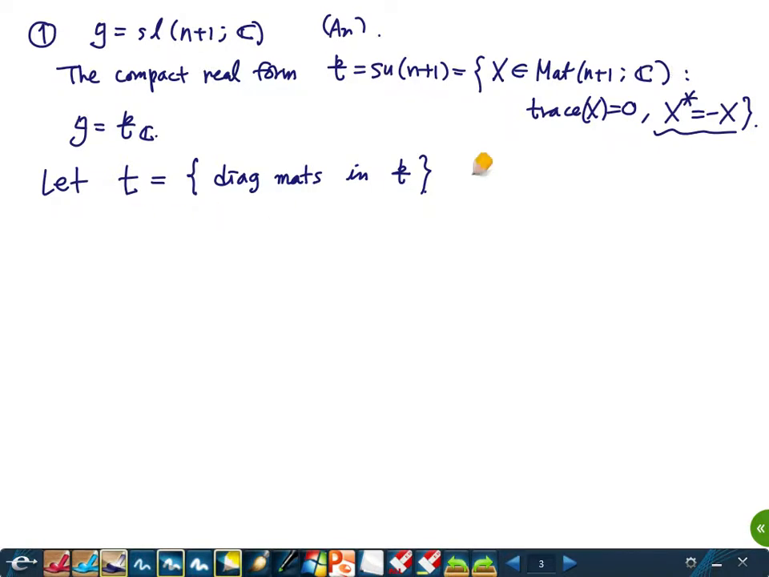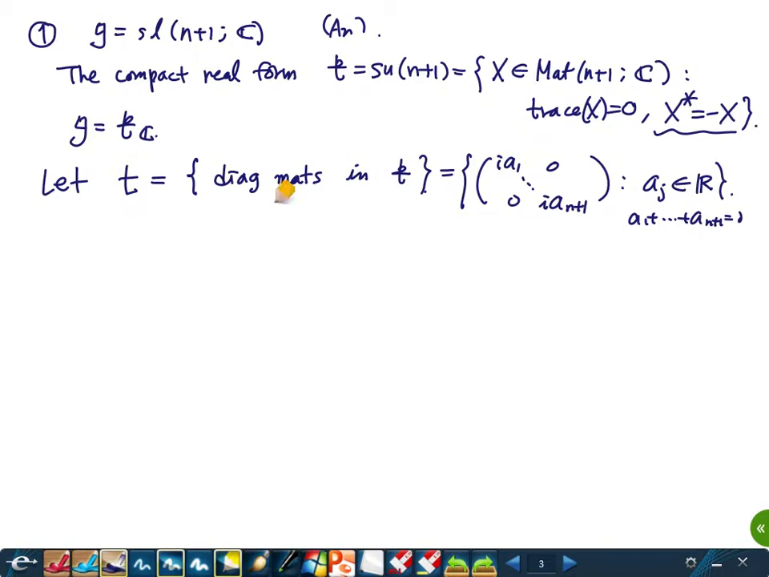So what is this? If you want to really look at the matrices, it looks like this: i, a_1 through a_{n+1}. So diagonal matrices of this form. Each a_j is real, right? And of course, their sum must be 0, because trace 0. Okay? So this is a set of matrices of this form.